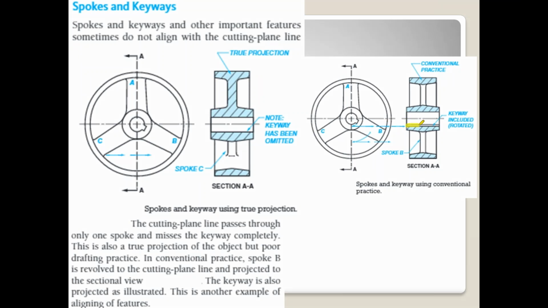I'm going to yellow this keyway out, and then your spoke B also shows at the bottom. And this is the conventional practice, in which the spoke B is rotated to the cutting plane line, projected to the sectional view. So here, the spoke B is projected to the section view. So this keyway is also projected as well. This is the conventional good practice.